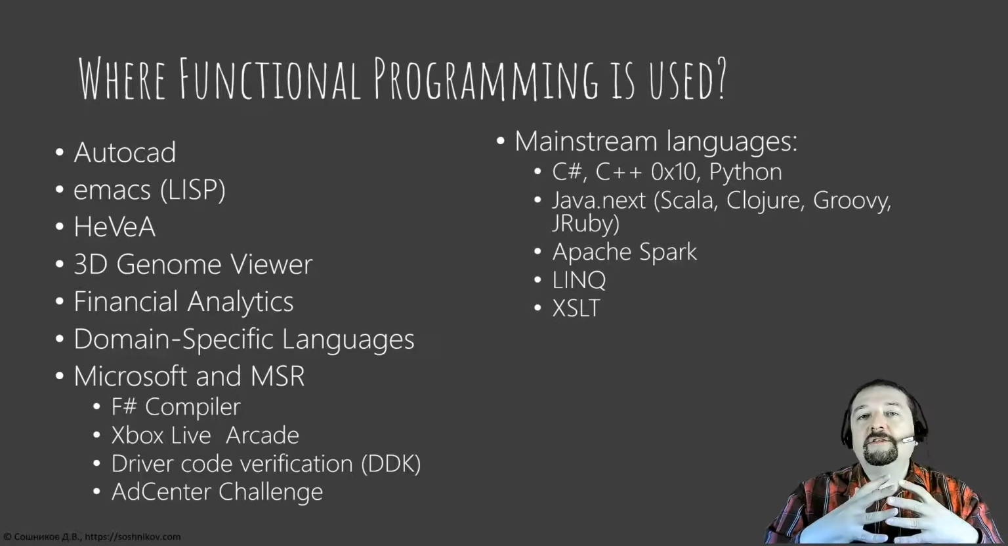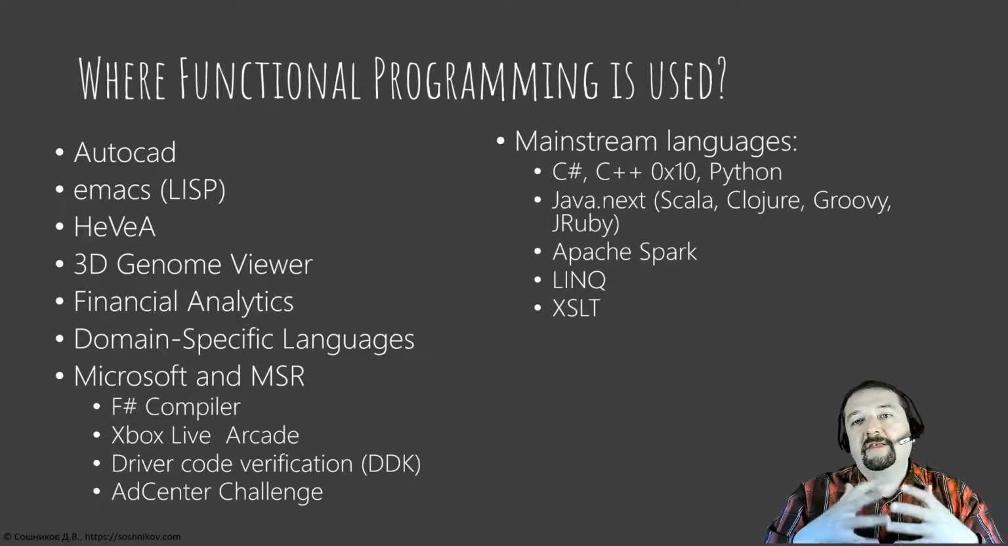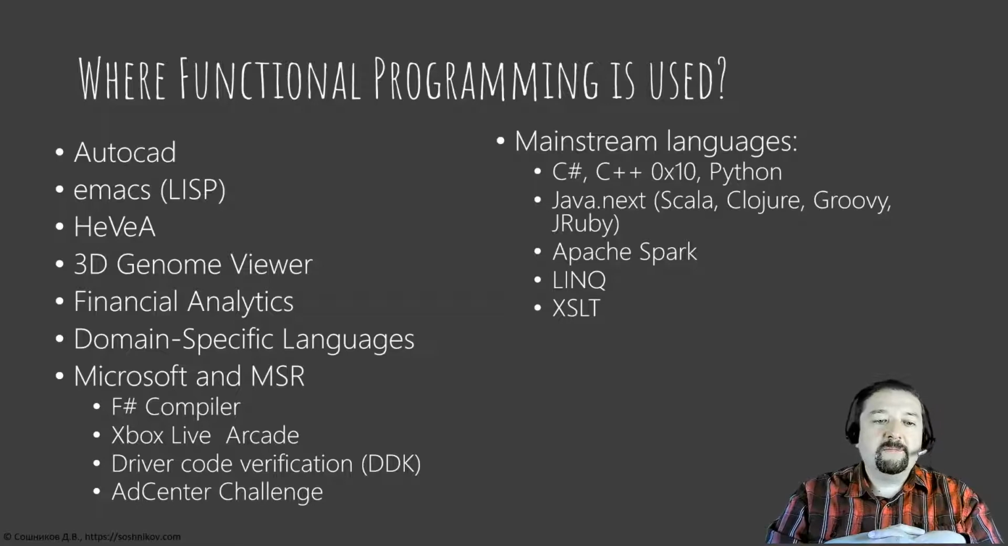And there are a lot of examples of software, including big software, written in functional languages. I mean, the first known example is probably AutoCAD. AutoCAD was written mostly in Lisp. The Emacs editor was written in Lisp, and back at that time it was slower compared to other editors, but right now it's almost the same. Inside Microsoft, many things, including the F# compiler, the driver code verification kit inside Windows SDK. Many things use functional languages.